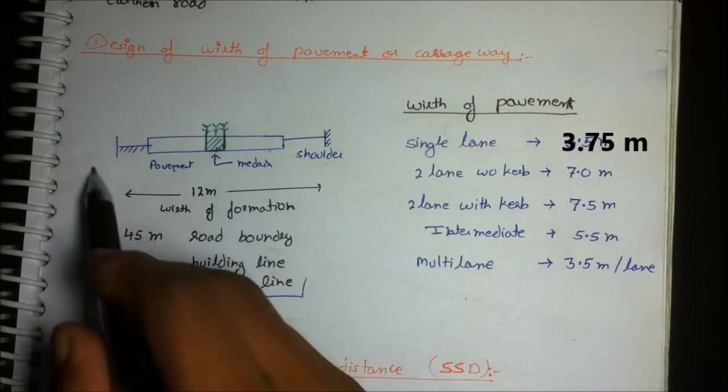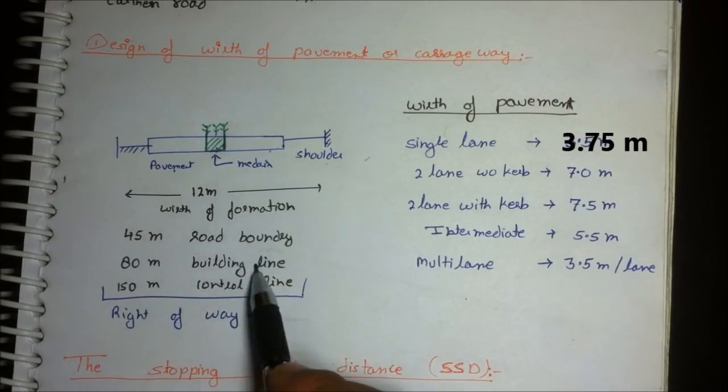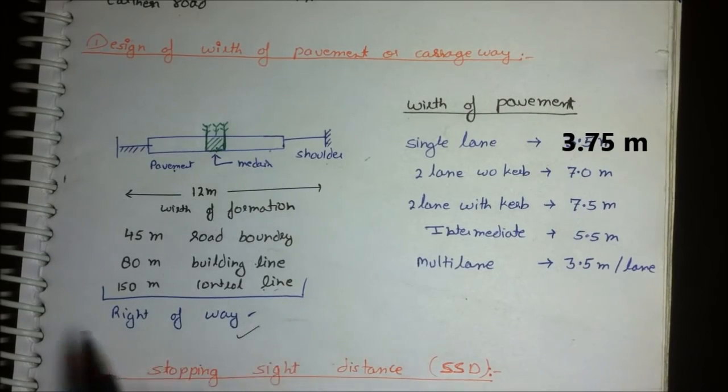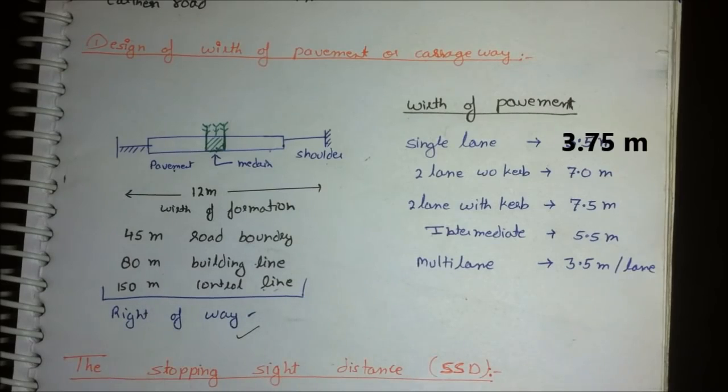At 45 meter on both sides, there will be a road boundary. At 80 meter, there will be a building line. 150 meter is control line, and this complete 150 meter control line is known as right of way. So the actual right of way of our whole pavement is 150 meters.